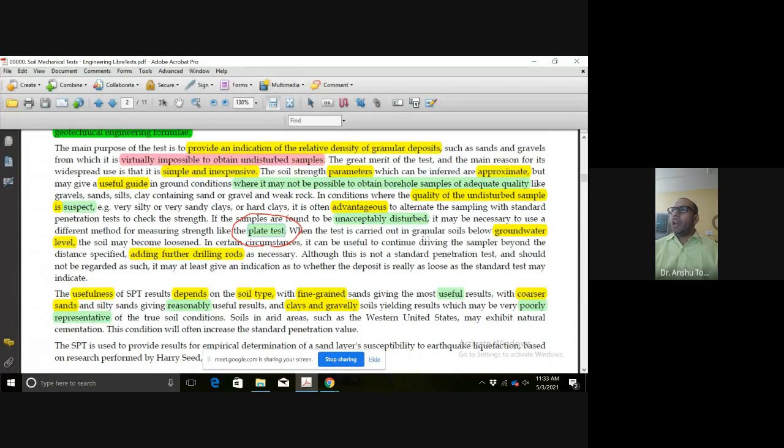When it is carried out in granular soils below the groundwater level, the soil may be loosened. These are the conditions where no other test is possible. So if you have a very high water table and loosened soil, SPT is going to work. It will give close results. No other method is available. You may add further drilling tools and rods, but in that case it will not be called SPT.